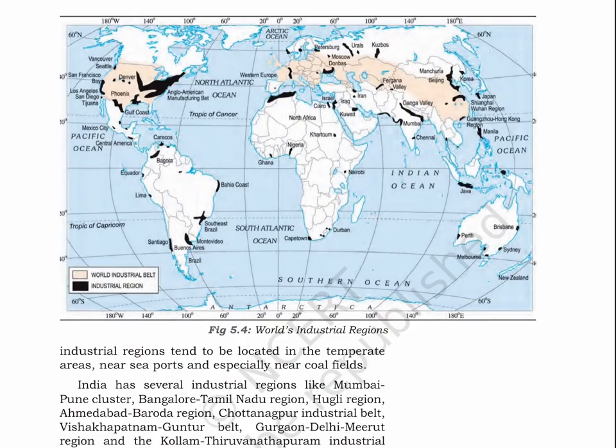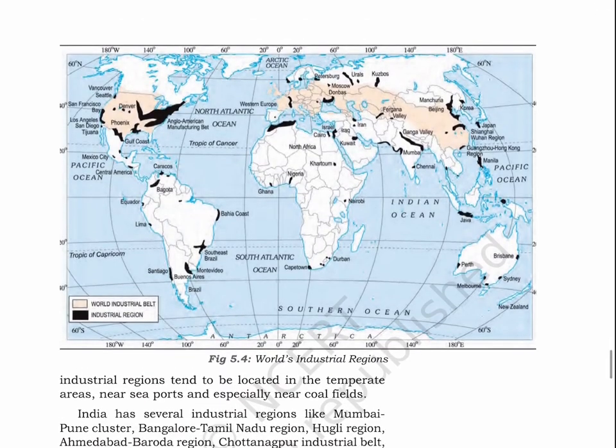Page number 51. On page there is a world map given in figure 5.4. In the map, world's industrial belt and industrial region are highlighted. India has several industrial regions like Mumbai-Pune cluster, Bangalore-Tamil Nadu region, Hooghly region, Ahmedabad-Baroda region, Chota Nagpur industrial belt, Vishakhapatnam Guntur belt, Gurgaon Delhi Meerut region, and the Kollam Thiruvananthapuram industrial cluster.